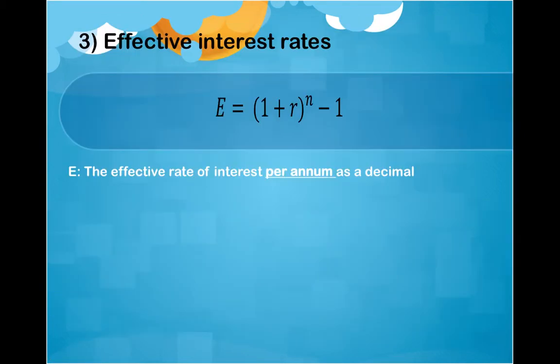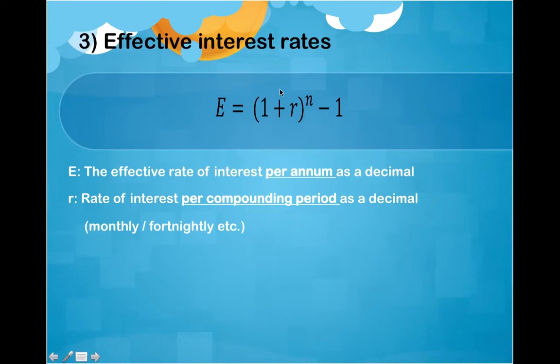Let's look at an example of effective interest rates. The formula is E equals (1 plus R) to the power of n, minus 1. E is for the effective rate of interest per annum, so this will give a yearly interest rate as a decimal. The R in the formula is the interest rate per compounding period as a decimal.